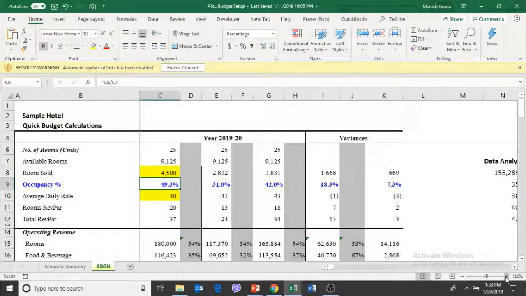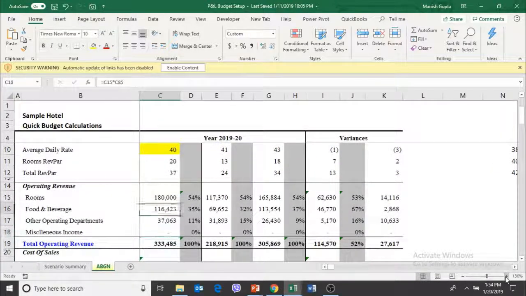So that becomes 49%. In this case, the actual hotel has achieved 2,800, and now the forecast is 4,500, at a lower rate. So they are reducing the rate and increasing the occupancy. This is a strategy point, right? So now they are going to get 118,000. How much will the F&B revenue be? We have done the F&B revenue, right?